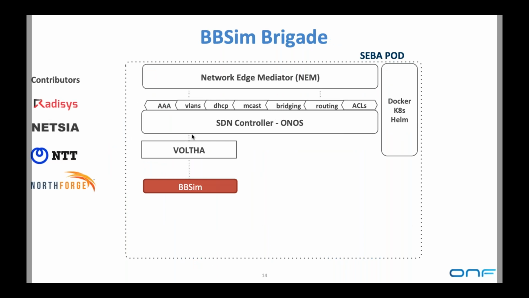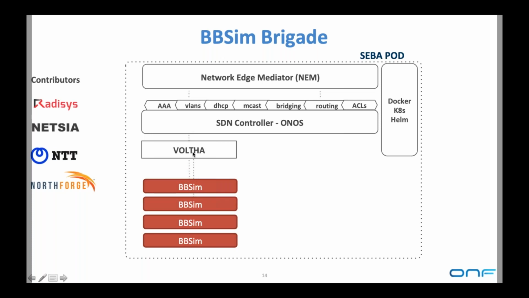As you know, we have BBSIM, the software that we use to test the scalability of the control plane software that you see inside the SEBA pod. You can have multiple BBSIMs activated to simulate the PON network, the control channel of the PON network, and have the rest of the software tested at scale. We have a number of contributors in the BBSIM brigades as well.